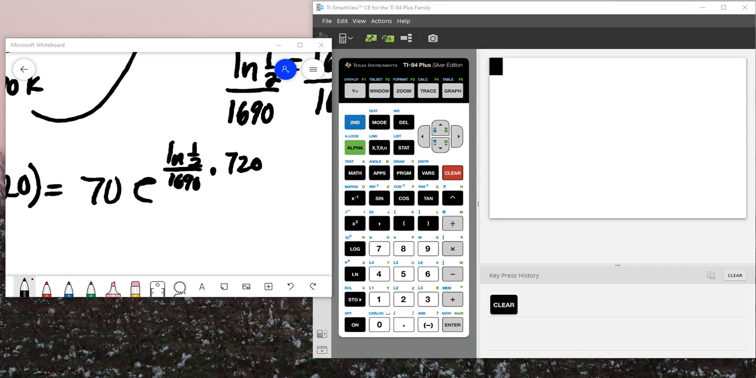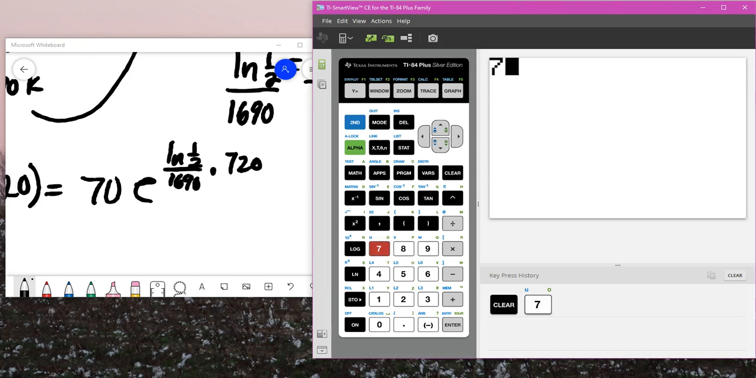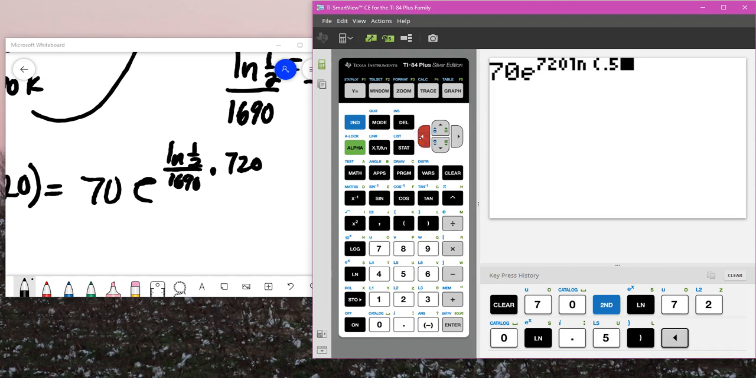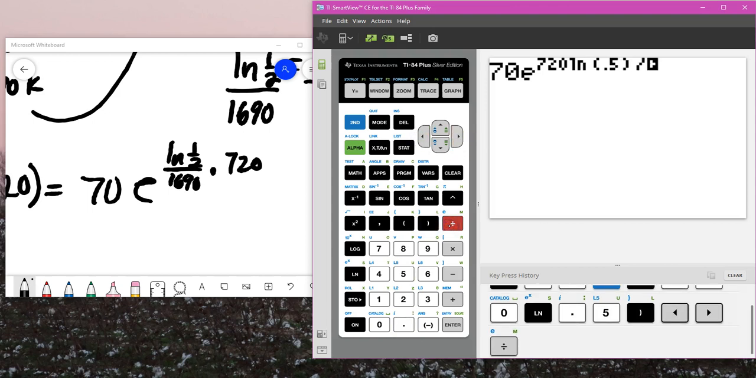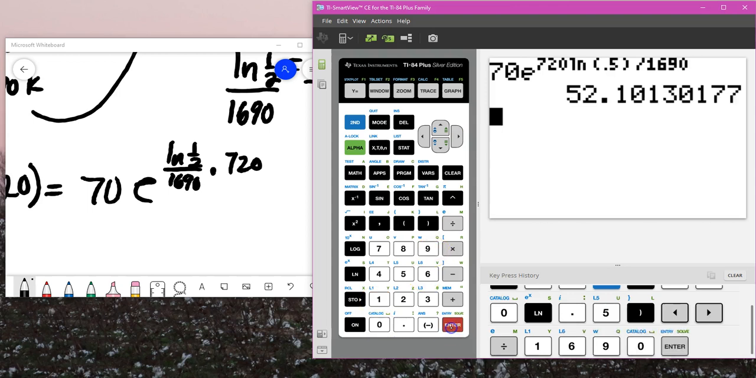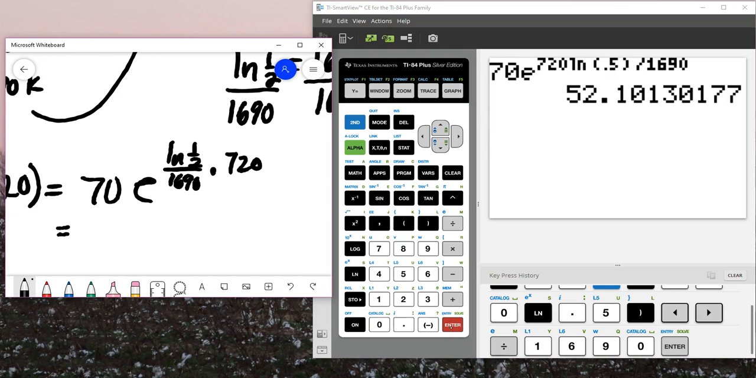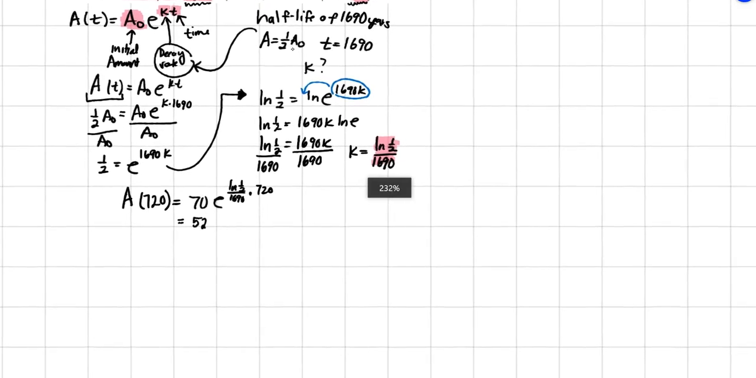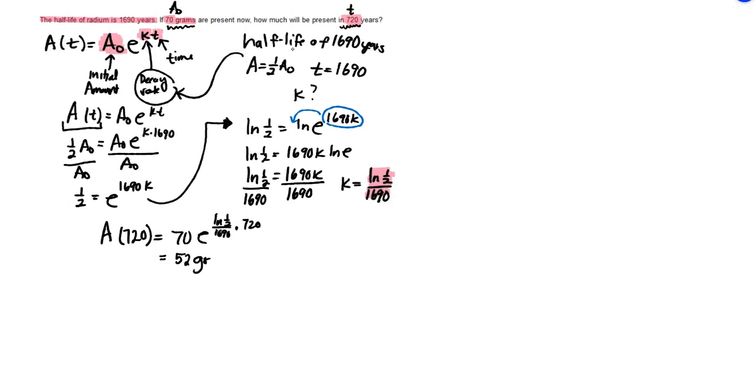So we'll put this value in the calculator. That's 70 times e, and I'll put this 720 in front, it's a little bit easier to type, natural log of 0.5 over 1,690. So we're going to have 52 grams of radium that will remain 720 years later.